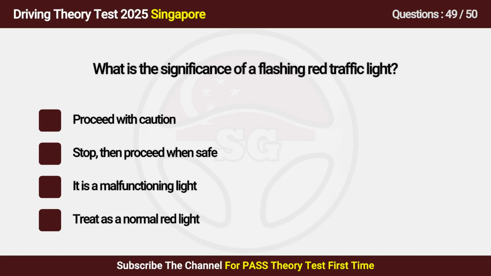Question 49. What is the significance of a flashing red traffic light? A. Proceed with caution. B. Stop, then proceed when safe. C. It is a malfunctioning light. D. Treat as a normal red light.